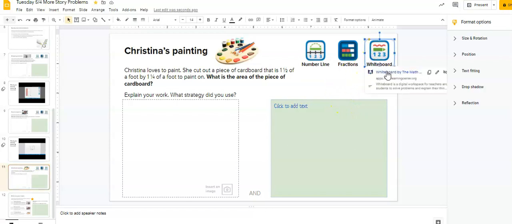So I'm going to use my whiteboard again. I'm going to write this down. 1.5 times 1 1/4. Okay, so since we're talking about area here, it's easier for me to draw an area model.